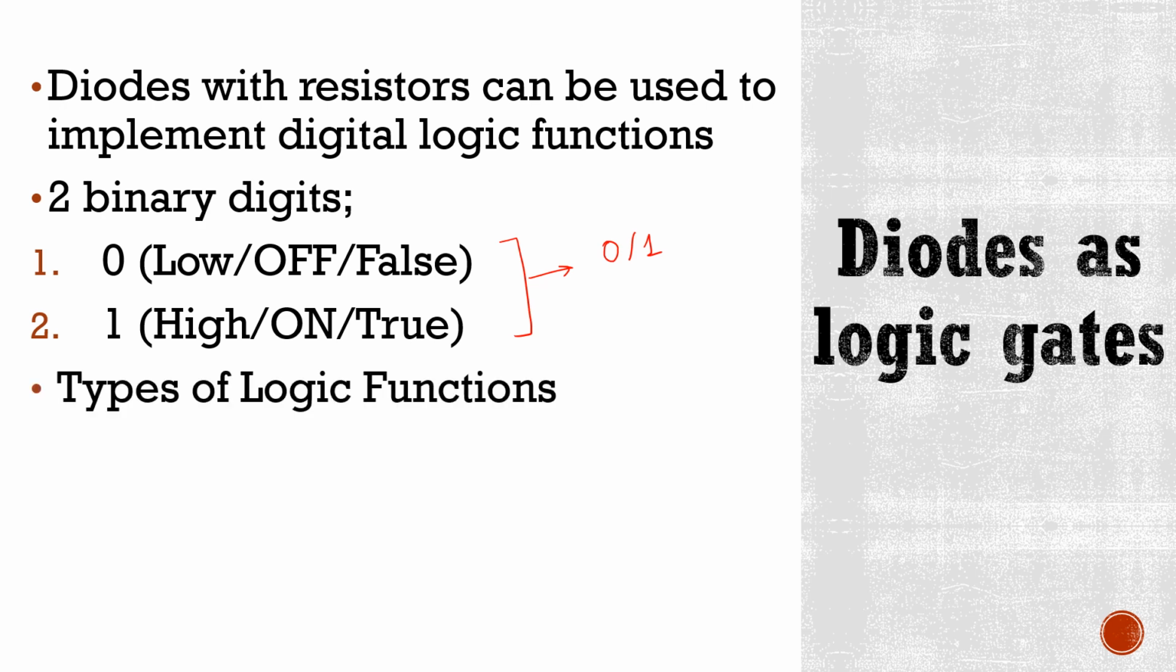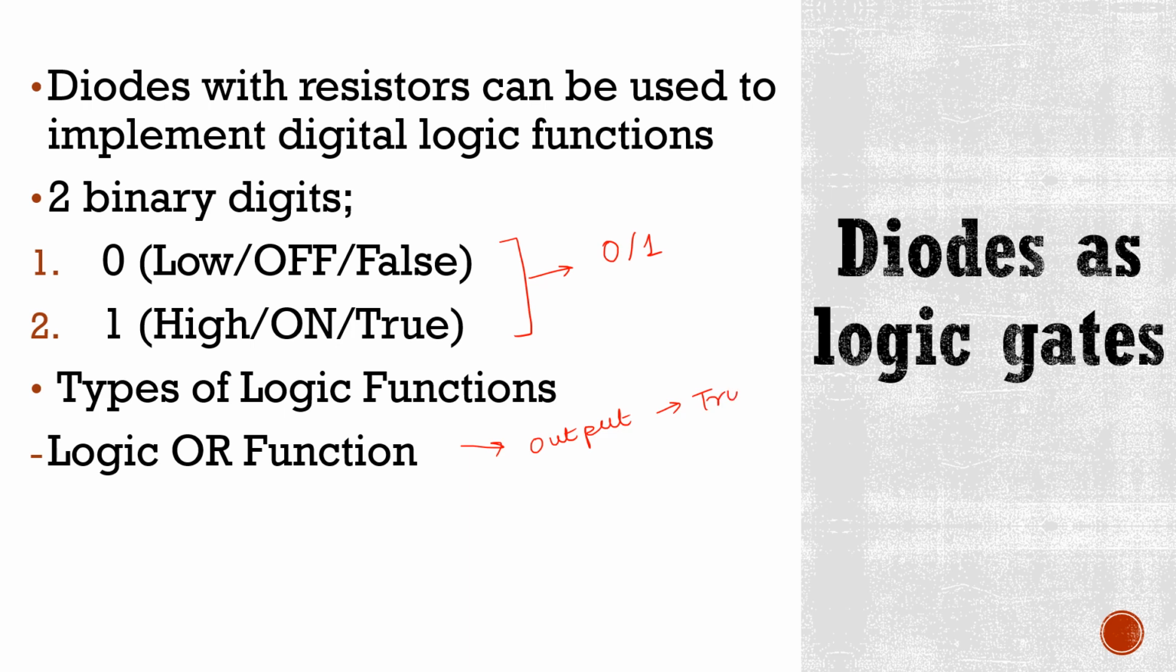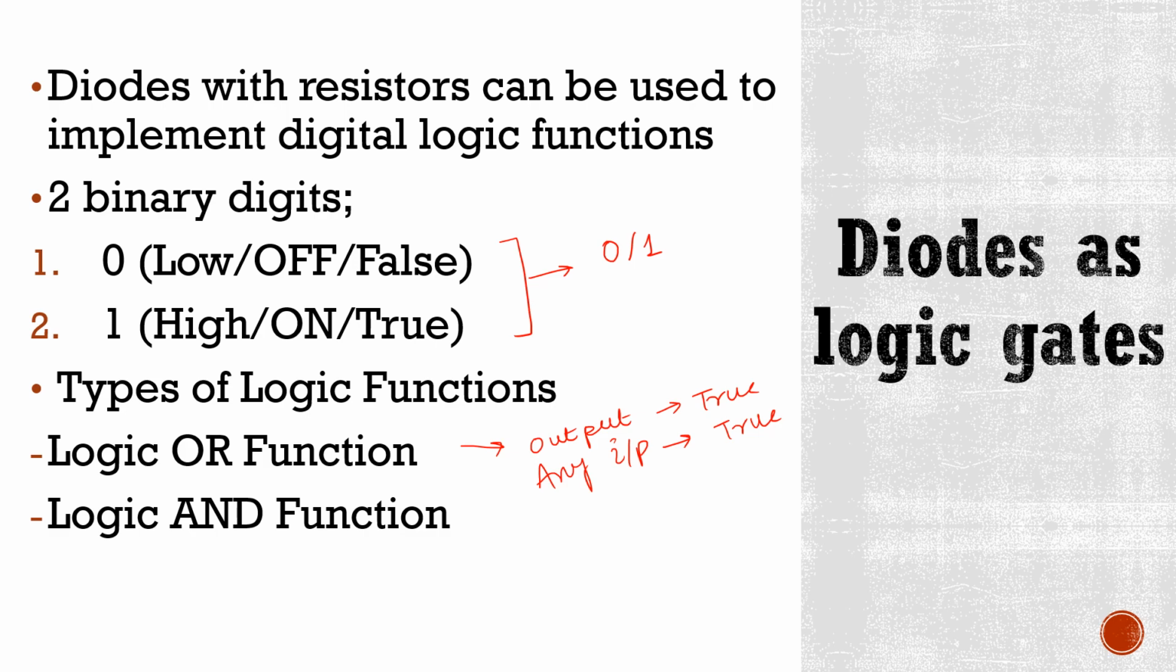Now there are different types of logic functions. First, we'll talk about the logic OR function. In this function, output is true when any of the given inputs is true, but in case of the logic AND function, output is true when all given inputs are true.